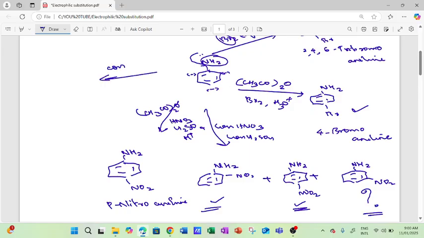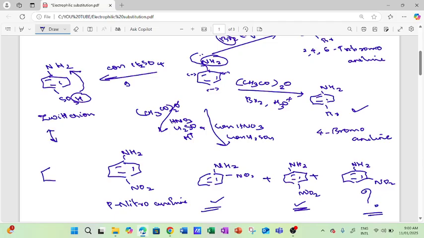sulfonation. Sulfonation is by adding concentrated sulfuric acid and heating. So when you do sulfuric acid addition, SO3H is the electrophile. So that SO3H attacks only in the para position. NH2 with SO3H in the para position. And this forms a zwitter ion. Why? Because there is SO3H. This H will be transferred from SO3H to the NH2 part, and you will be getting the product like this.